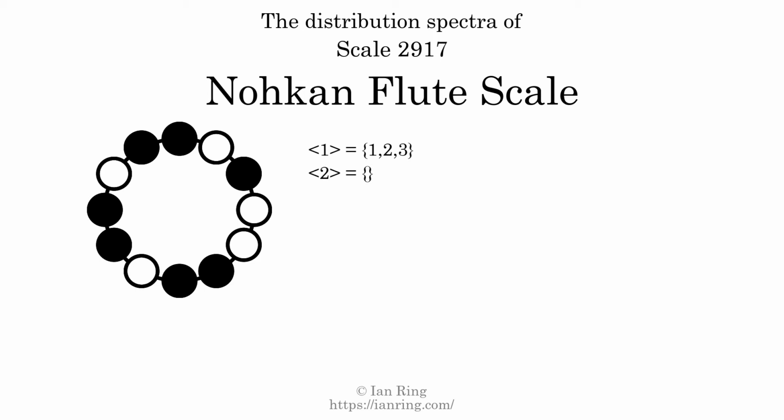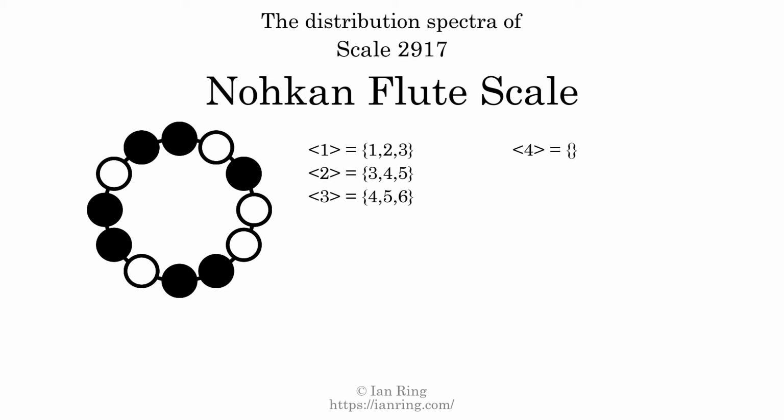The generic interval of 2 scale steps comes in 3 different specific interval sizes: 3 semitones, 4 semitones, and 5 semitones. The spectrum width of this generic interval is 2. The generic interval of 3 scale steps comes in 3 different specific interval sizes: 4 semitones, 5 semitones, and 6 semitones. The spectrum width of this generic interval is 2.